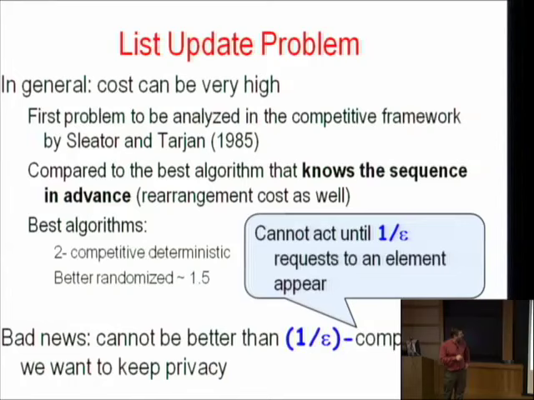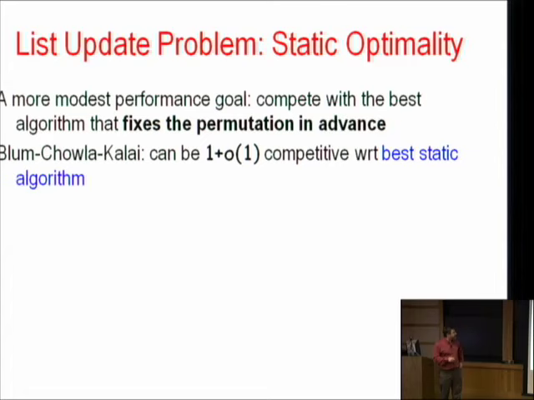The point is, I'm going to be less ambitious. I'm not going to compete against the best offline one, but against the best offline one that fixes its permutation and never changes its mind. The fixed portfolio, exactly. The model is old, but for this particular problem, Blum, Chawla, and Kalai considered it and showed that you can be one plus little o of one competitive against the best static algorithm. And we're going to match their bound.